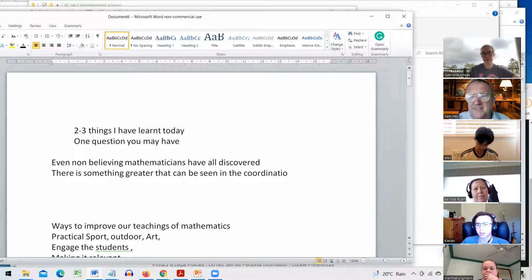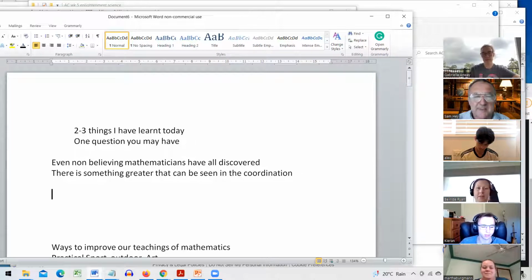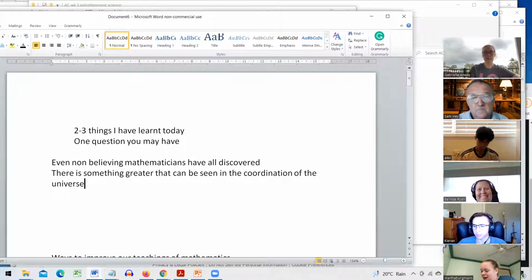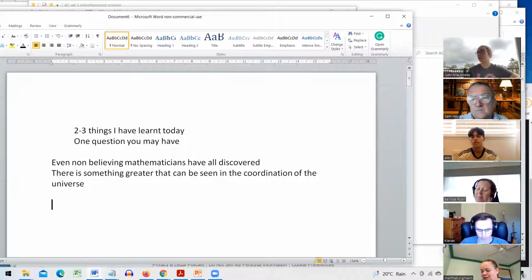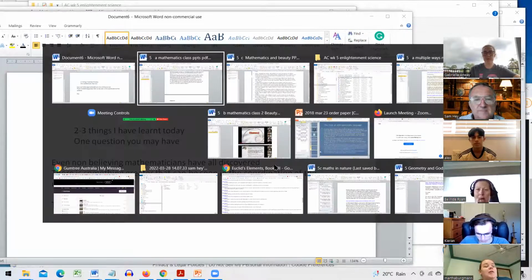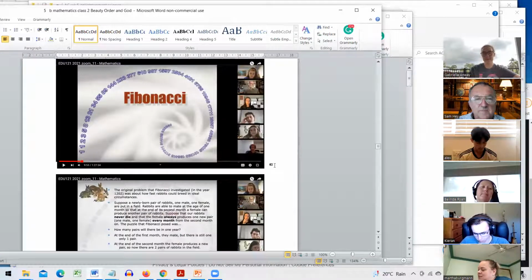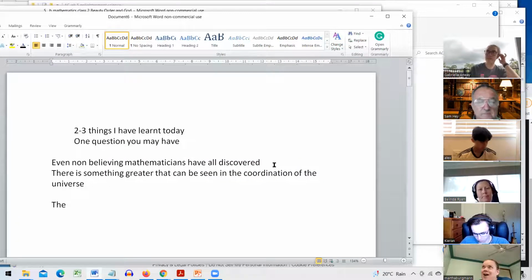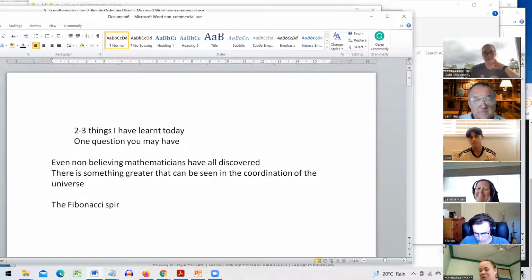Not off the top of my head, no. Yeah. Martha, your thoughts? What stood out? So for me, I just really found the Fibonacci spirals interesting. I'd actually never heard of that before, and thought that was cool. And I'm kind of just blown away that God is so much in maths. I hadn't really thought like that before. But for a question, I don't really have a question.